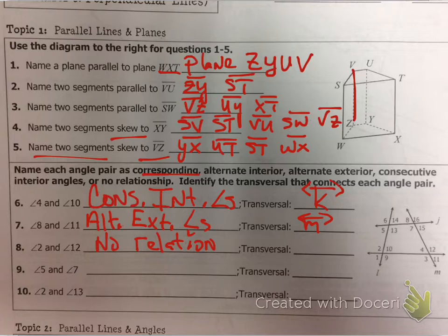5 and 7. Where's 5? Where's 7? 5 and 7 are corresponding. And that is joined by line J. Sorry, not angle, but line. And then 2 and 13, alternate interior angles. And they would be joined by line L.